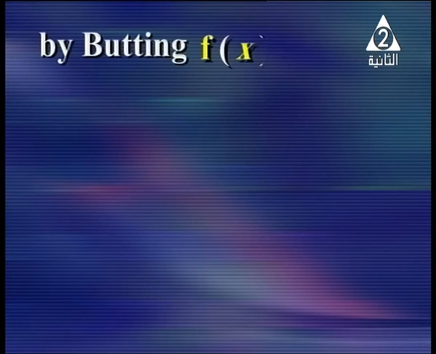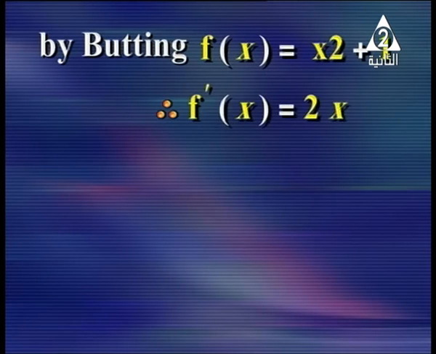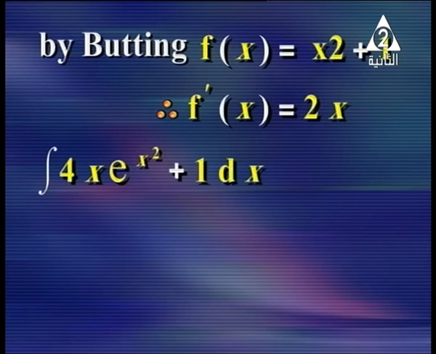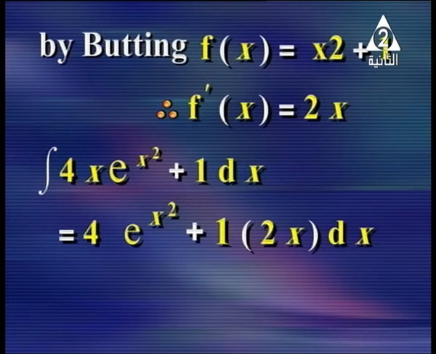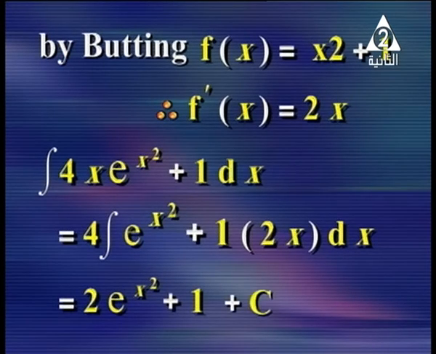After that, dear student, look at f of x equals x squared plus 2, f dash equals 2x. Then the integration of 4x e^(x squared plus 1) dx equals 4 multiplied by the constant, e^(x squared plus 1) multiplied by x dx, equal to 2 e^(x squared plus 1) plus c.